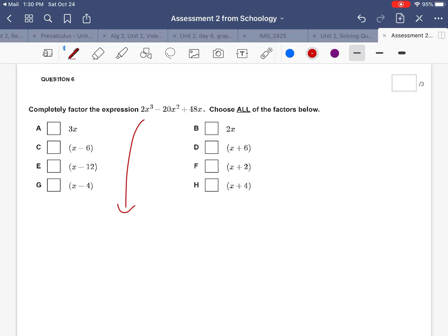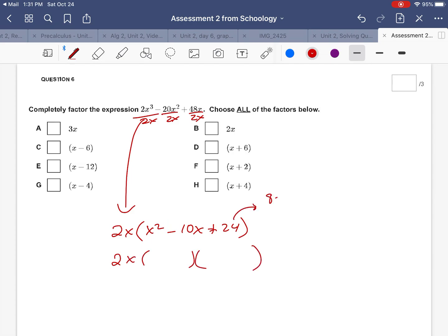I notice there is a GCF, so they all divide by 2 and x. So I'm going to pull out a 2x. That's like I'm dividing everything by 2x, 2x, 2x. So when I do that, I get x squared minus 10x plus 24. And so then I have to keep factoring more because I noticed that now 24, what makes 24?